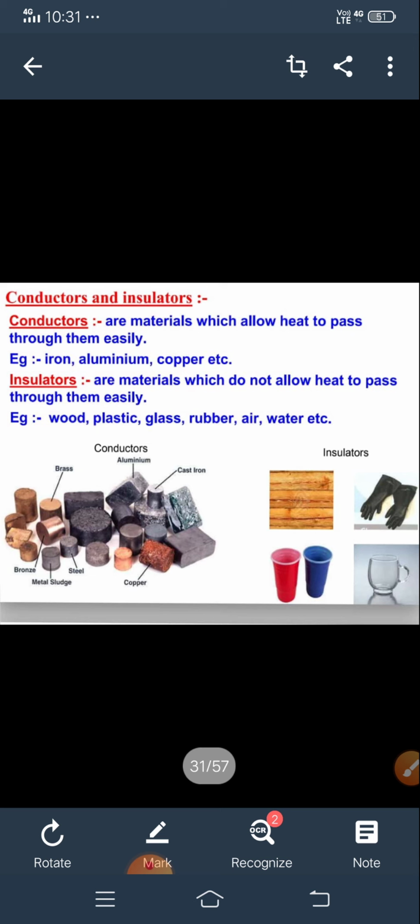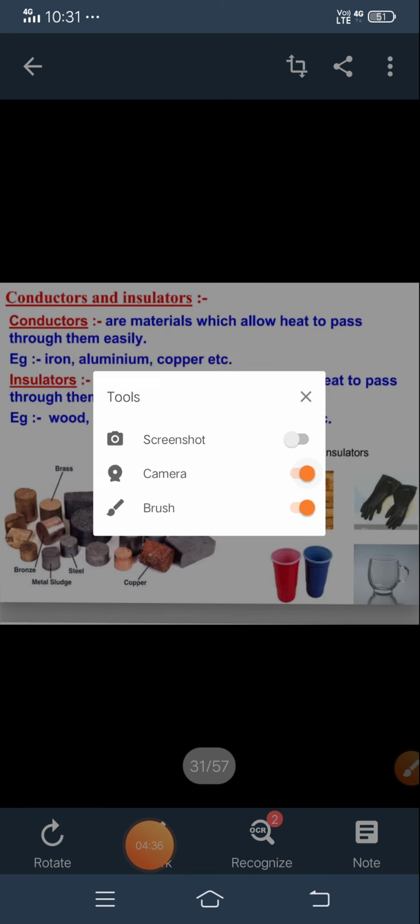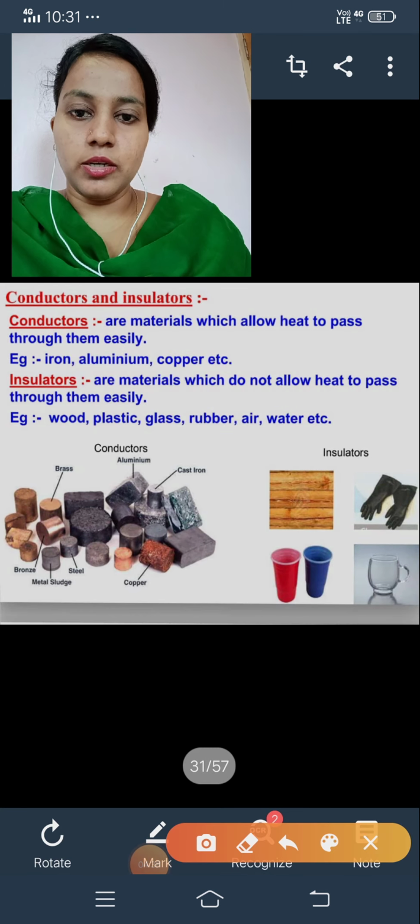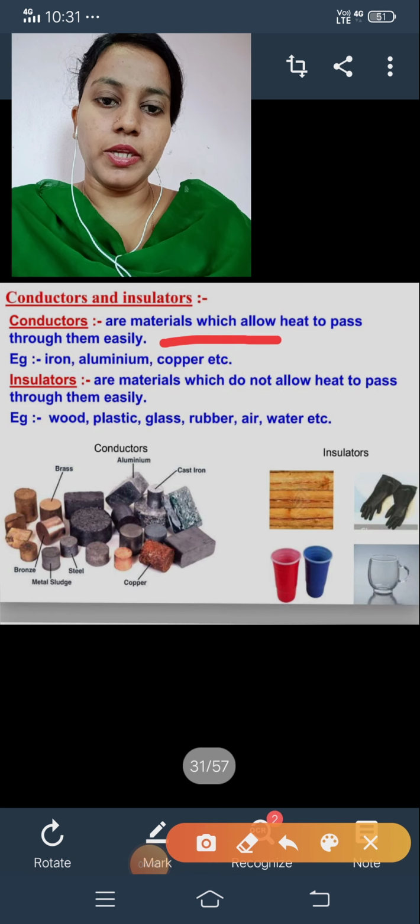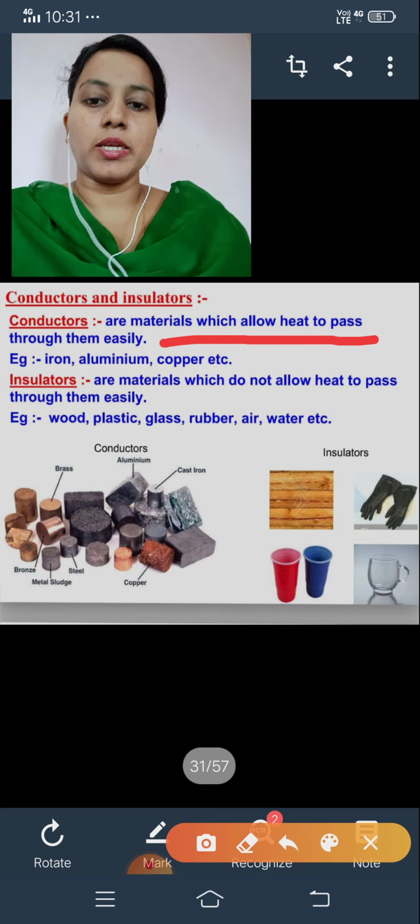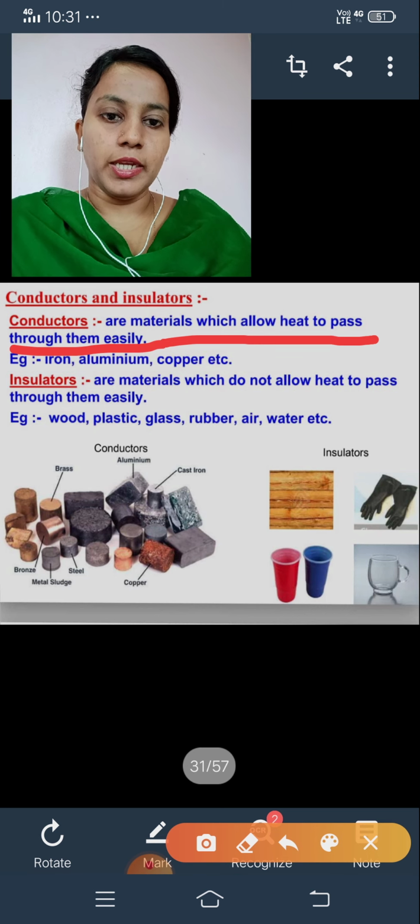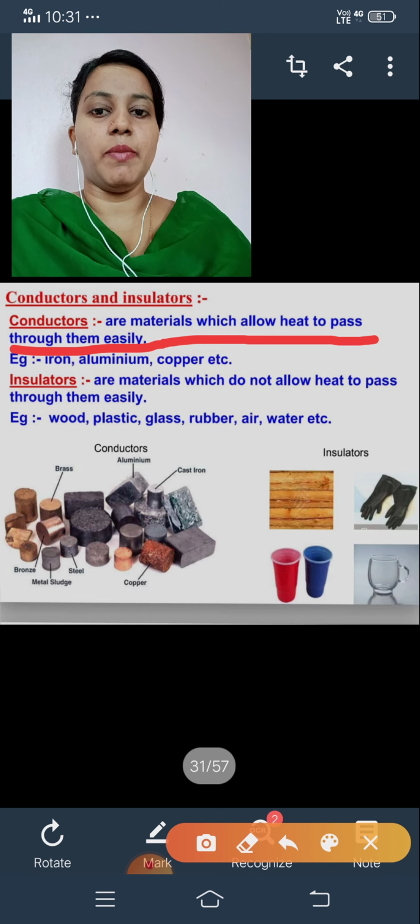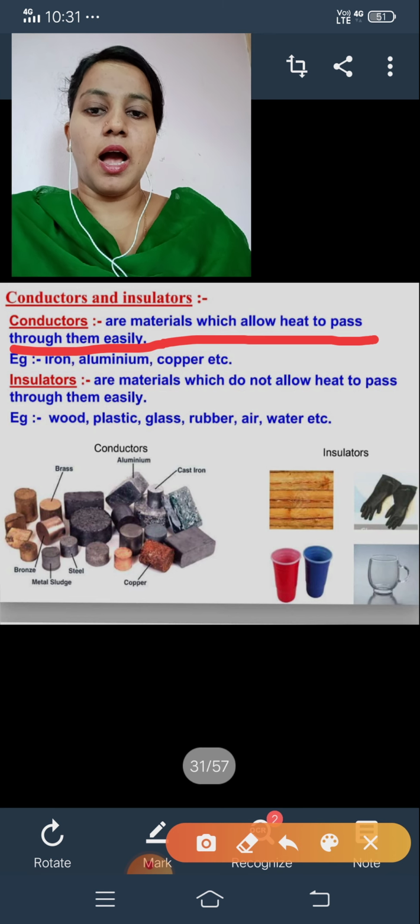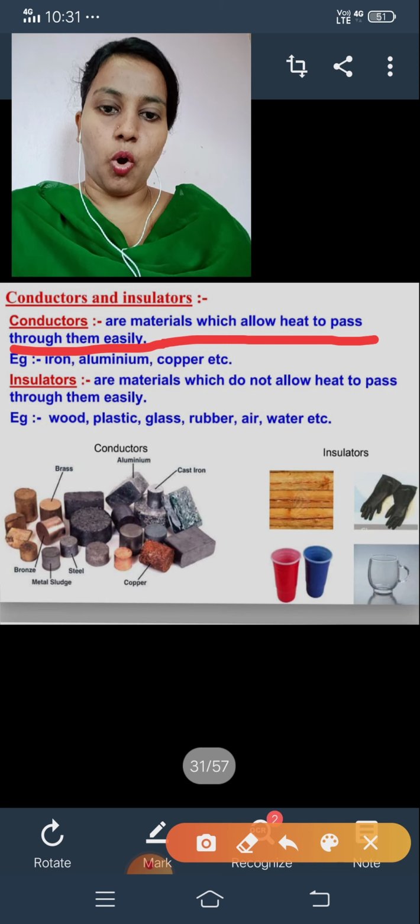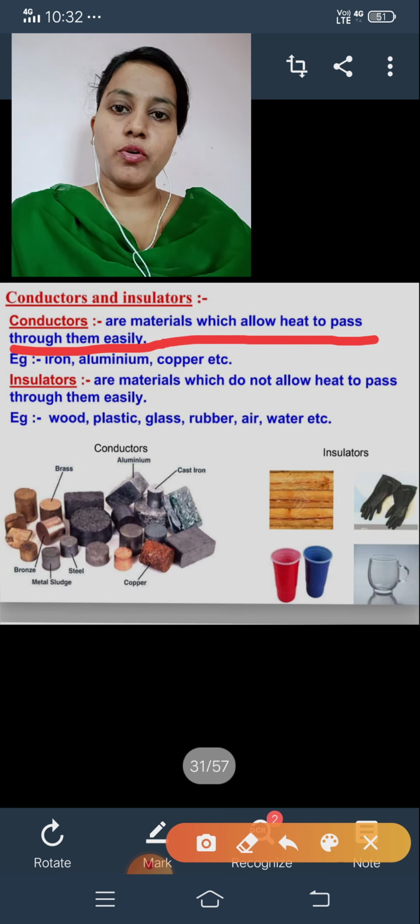Before starting that, let us see what we mean by conductors and insulators. What do you mean by conductors? Conductors are materials which allow heat to pass through them easily. For example, iron, aluminium, copper, etc. are examples of conductors.